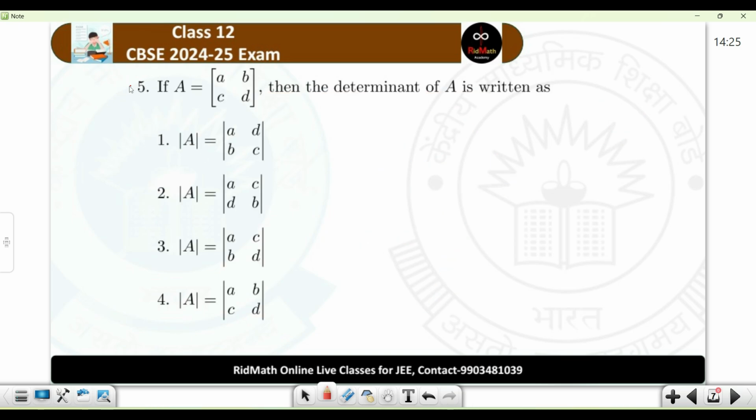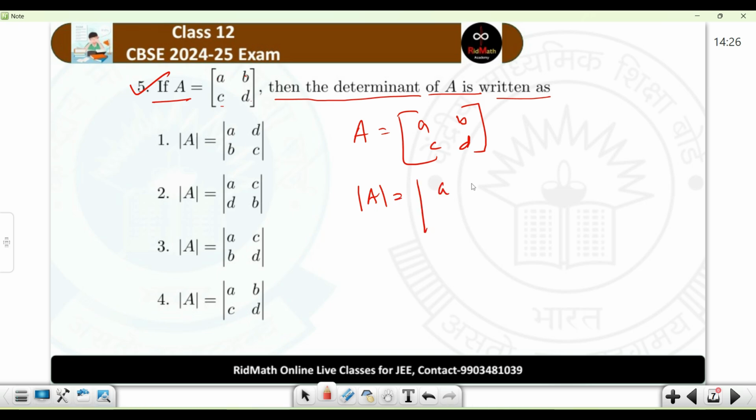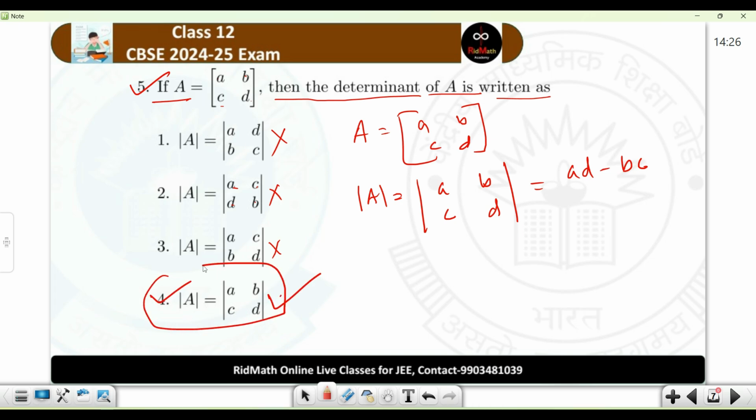Next problem, problem number 5. If A equals [a b; c d], then the determinant of A is written as. So what is A? This is a, b, c and d. So the determinant of A is equal to det [a b; c d], that means ad − bc. So AD BC is not correct. ACBD is not correct. ACBD is also not correct. ABCD is the correct option, option number 4.